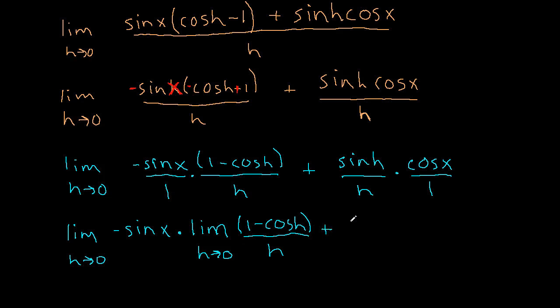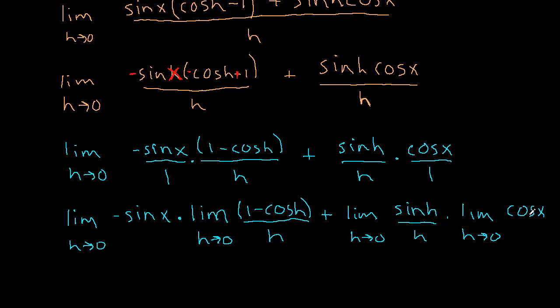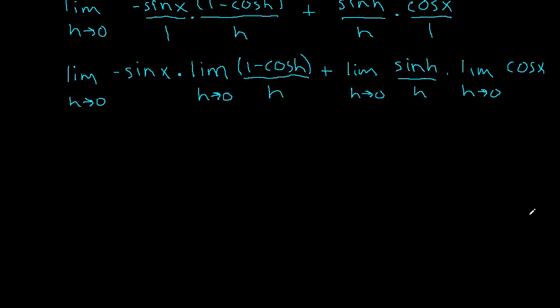Well, I'm going to do the same thing over here. This is the limit as h goes to 0 of the sine of h over h. We know what that is. Times the limit as h goes to 0 of cosine. All right, well, all that's left to do is evaluate these limits, and we're done.